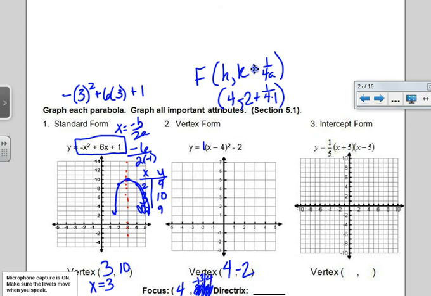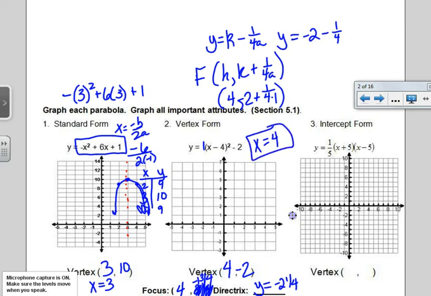Okay, the directrix formula is a line y equals, and then it's k minus 1 over 4a. So for us, the k, now I realize, is a negative 2, and then minus 1 over 4 times 1. Negative 2 minus 1/4 is negative 2 and 1/4. Again, decimals would be fine. Negative 2.25 is a good answer. And I don't know if you could see it at the bottom there, but the axis of symmetry is still x equals the x value of the vertex, which is x equals 4.